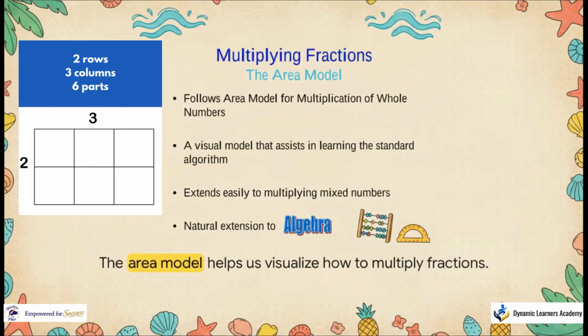Okay, to get started, let's go back to something you probably already know, the area model. So if you've got a rectangle with a side of 2 and a side of 3, you can see it makes a grid with 6 little squares inside, right? Length times width gives you the total area. We're going to use this exact same idea, but for fractions.